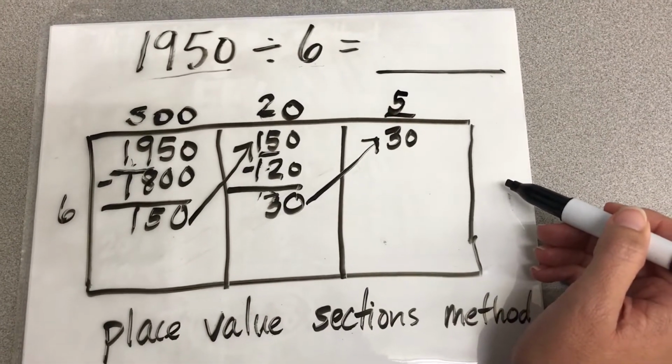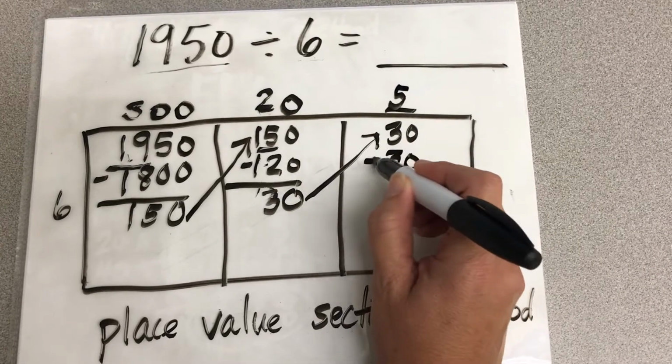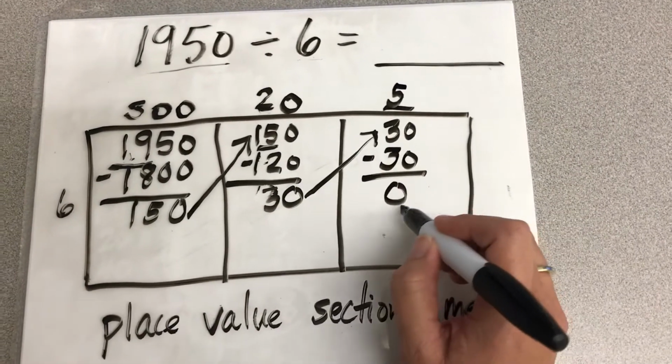And how much is 5 sixes? And that would be 30. And what do we have left to divide? We have nothing left. So that means we're done and there's no remainder.